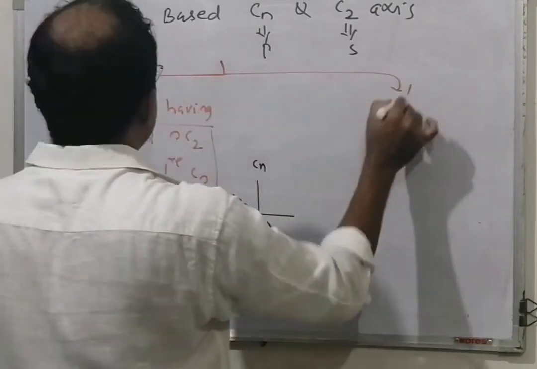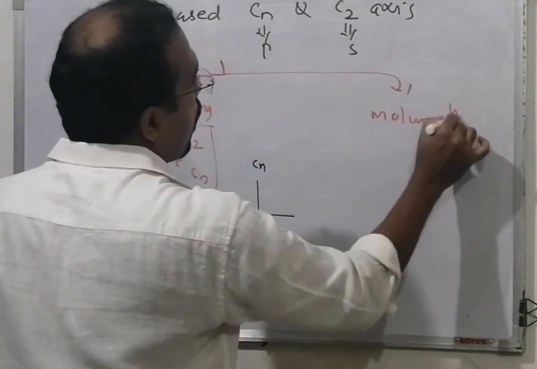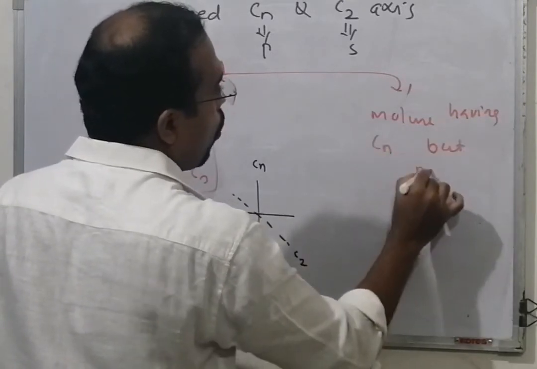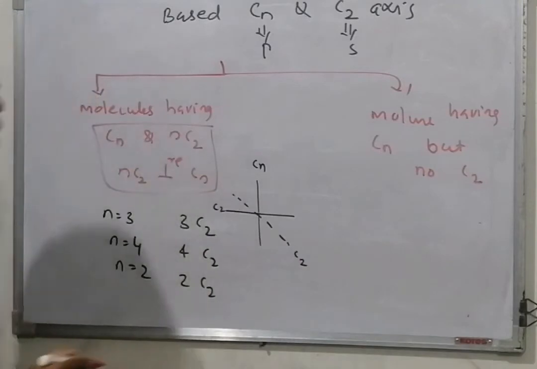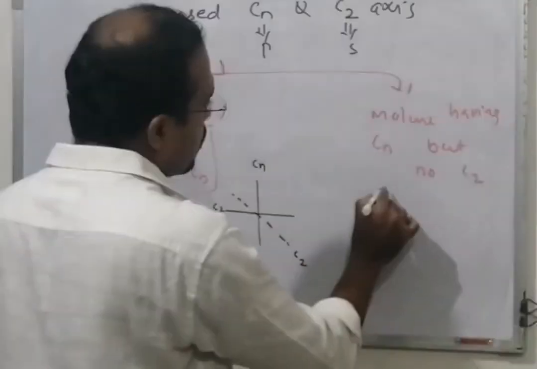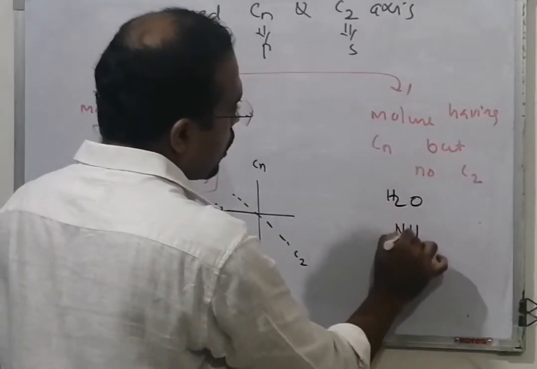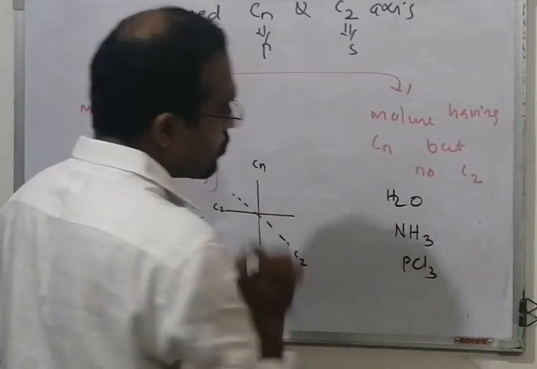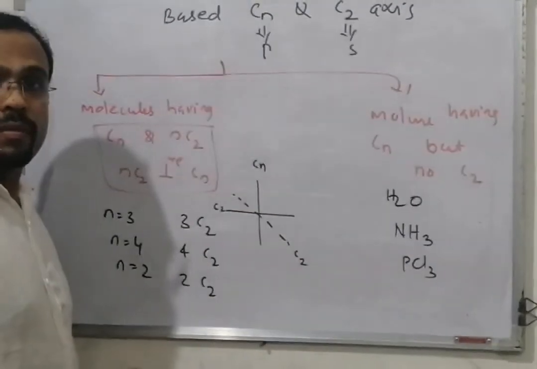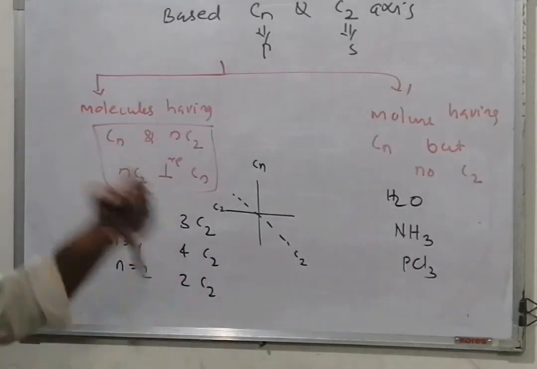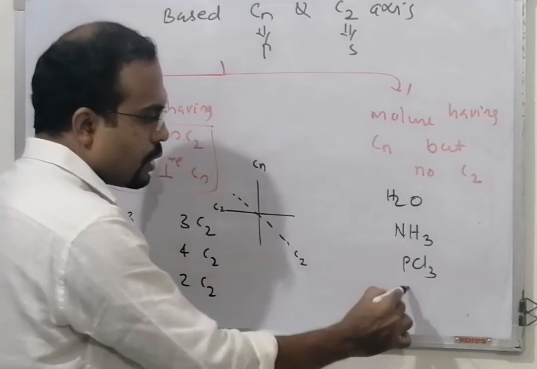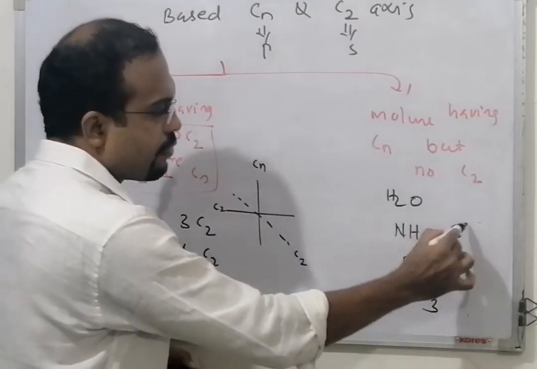And the molecules having Cn but no C2, it has only Cn. Here what are the examples? Already we said H2O, NH3, PCl3, and so on. Okay? H2O, NH3, PCl3, ClF3, IF3.